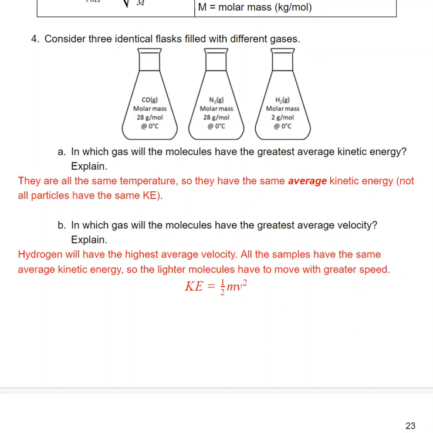In which gas will the molecules have the greatest average velocity? It's going to be hydrogen. If we look at our equation, KE equals 1/2 mv squared, all of these have the same average kinetic energy. So for that to be true, if we have a lighter particle, if the mass is lower, it has to travel at a higher speed to keep the same average kinetic energy.